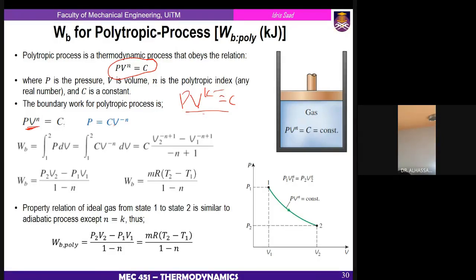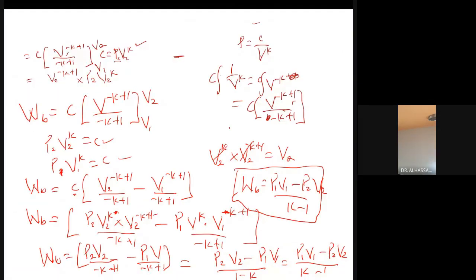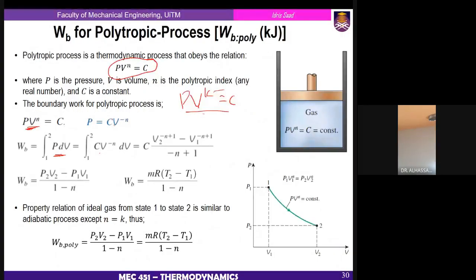So again, the fundamental equation for boundary work is this. We make a substitution for P. Then again, we find the integral, just like I taught you before. You see here we have C V2 raised to n minus n plus 1 minus, so it's the same as this derivation. It's the same situation, the same concept. There is nothing different. The only thing is that in that equation we have k, and here k has been replaced by n.